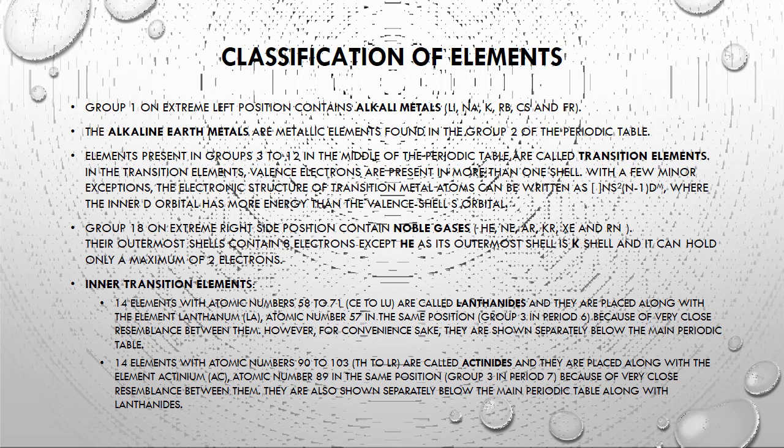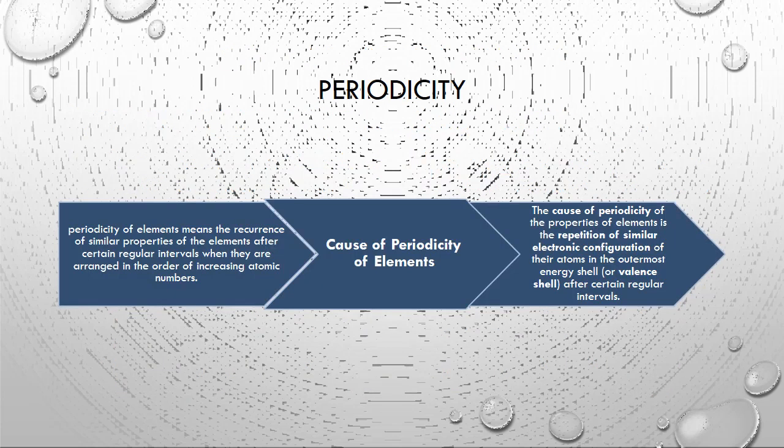14 elements with atomic number 90 to 103, thorium to lawrencium, are called actinides, and they are placed along with the element actinium, atomic number 89, in the same position, group 3 period 7. Because of very close resemblance between them, they are also shown separately below the main periodic table along with lanthanides.